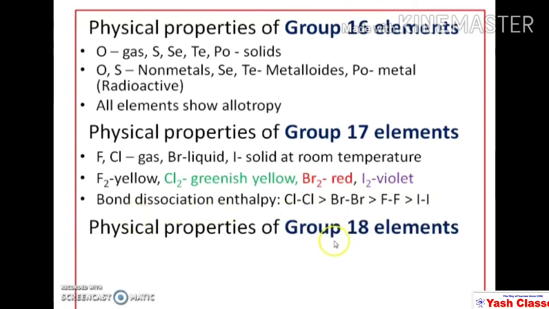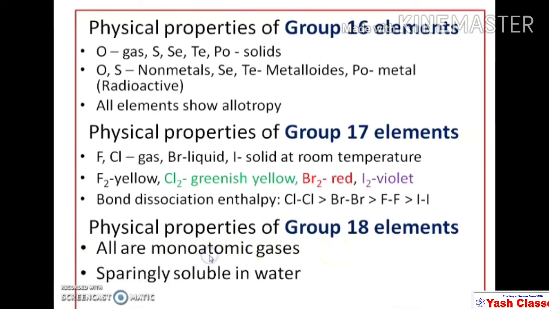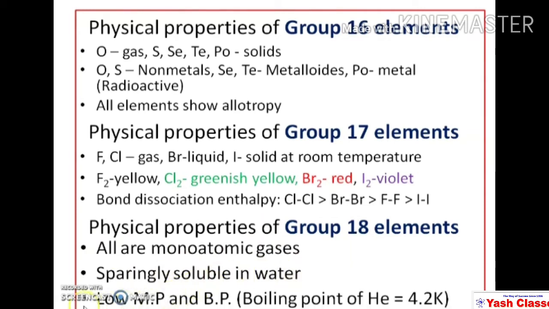Then physical properties of group 18 elements. All the group 18 elements, that is helium, neon, argon, krypton, xenon and radon, are monoatomic gases at room temperature. They are sparingly soluble in water. They have low melting and boiling points.